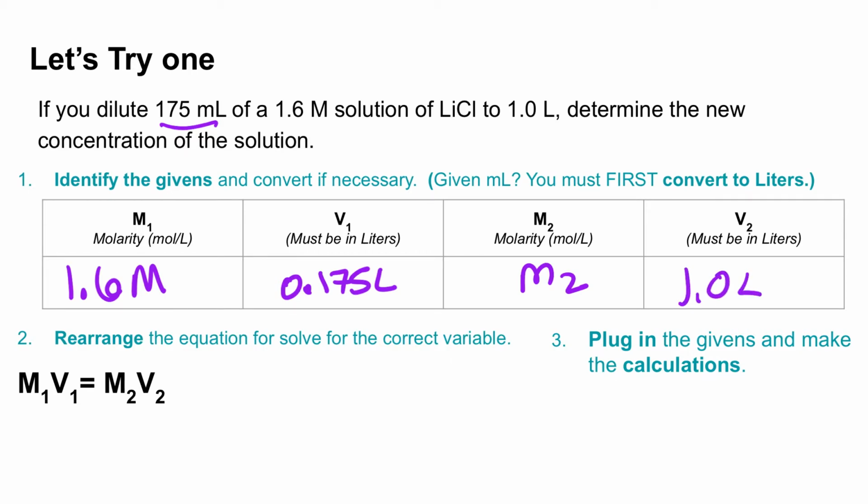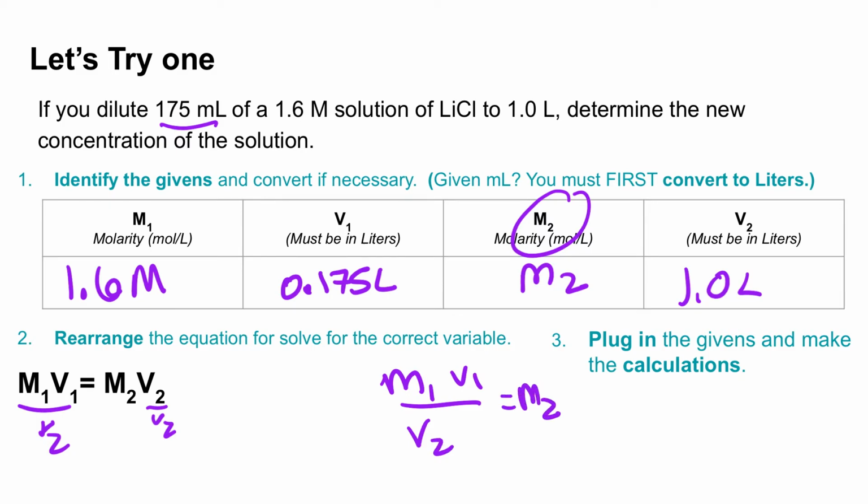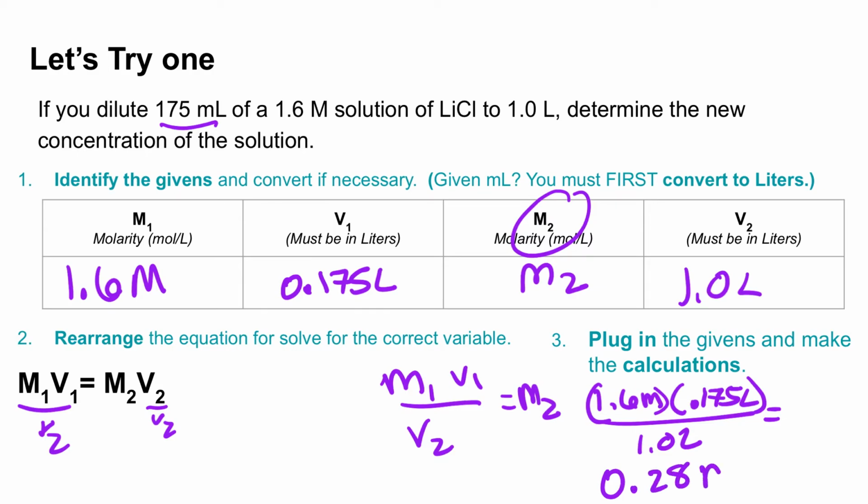So then we need to rearrange the equation to solve for the correct variable. We're trying to solve for M2, so we'll divide both sides by V2. We get M1V1 over V2 equals M2. And then we're going to plug in our givens and perform the calculation. So we have 1.6 molar times 0.175 liters over 1.0 liters equals 0.28 molar solution.